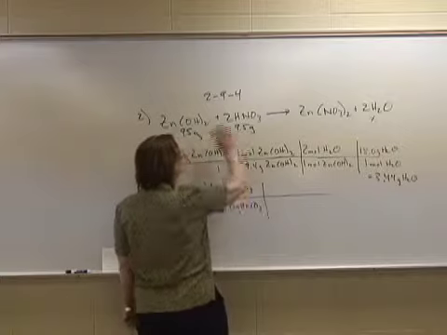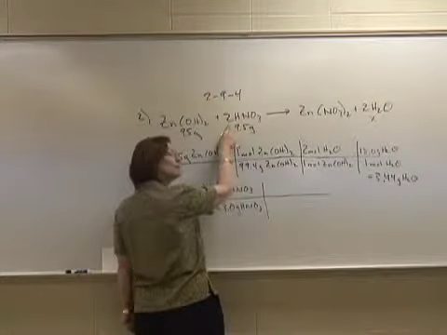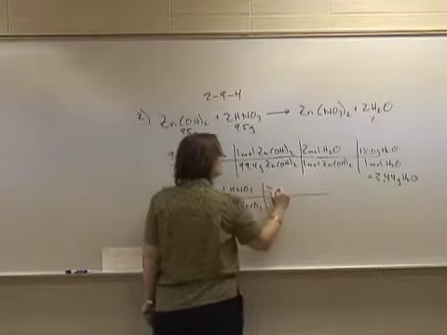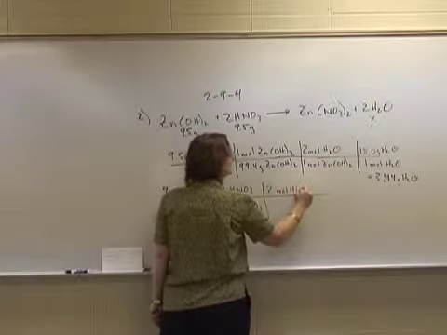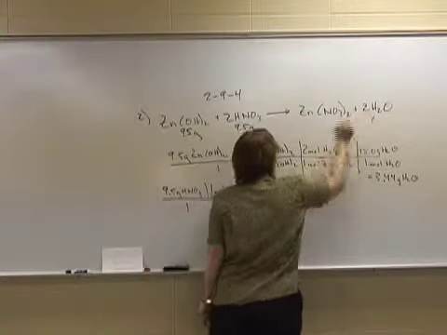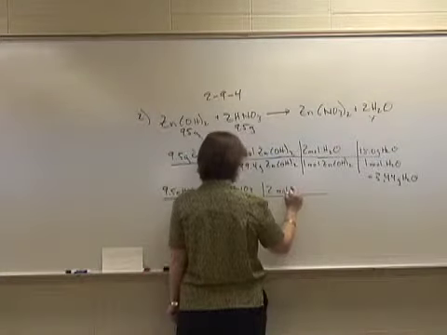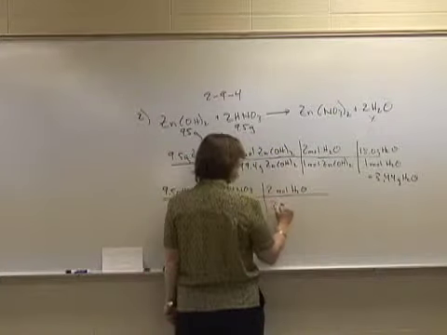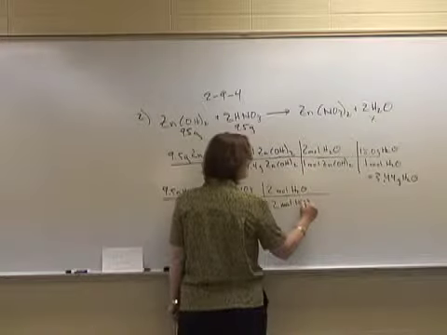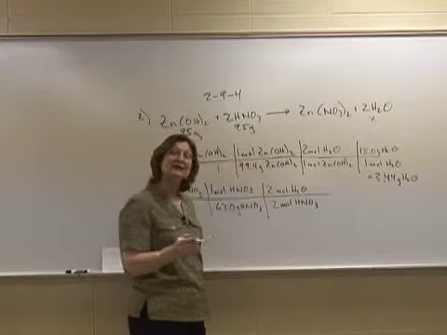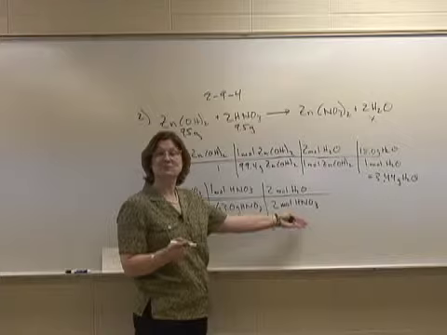Then I look back at my balanced equation. My coefficient for the nitric acid is 2. 2 moles of nitric acid for every 2 moles of water. I'm going to water, and I want to cancel my moles of nitric acid. Therefore, my nitric acid must be in the bottom so that it cancels.